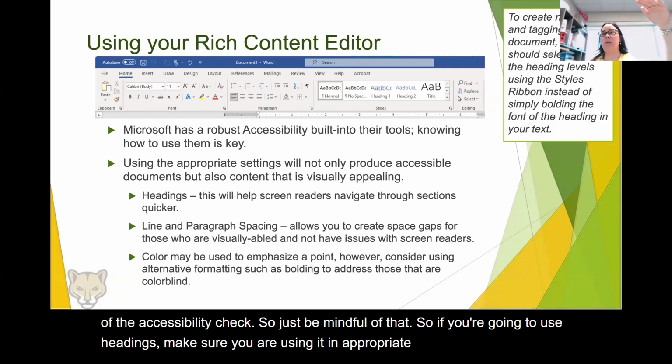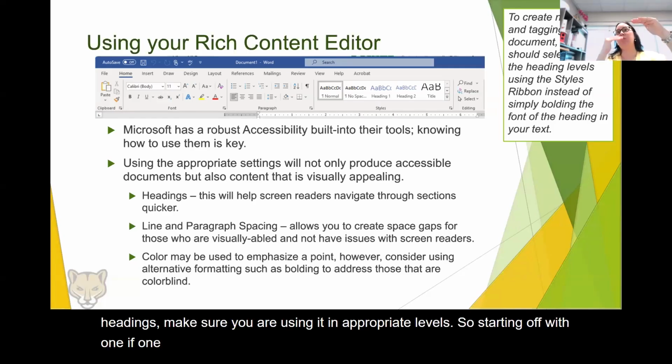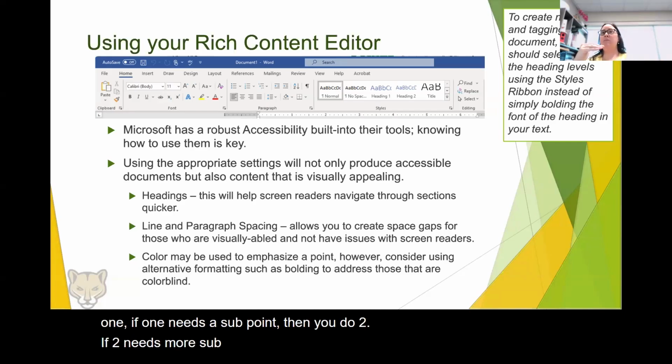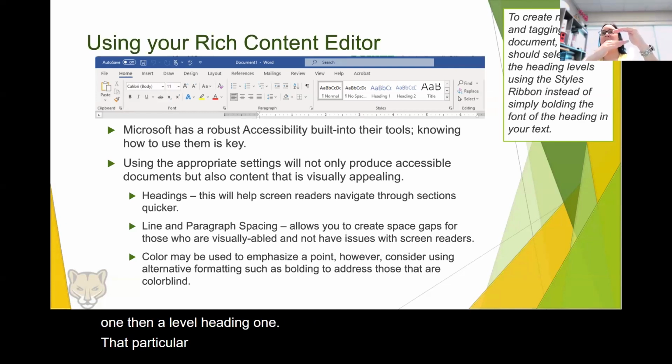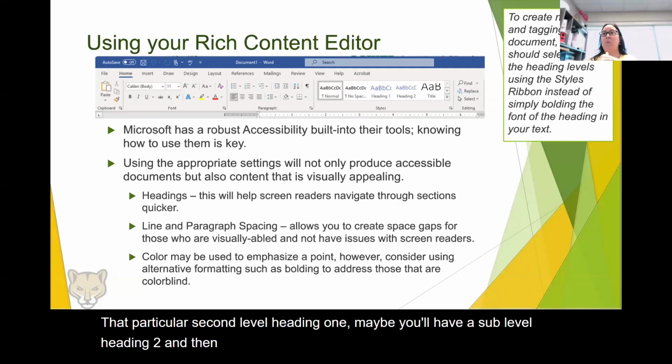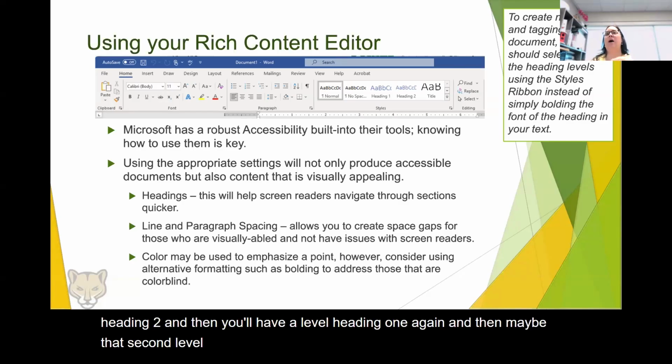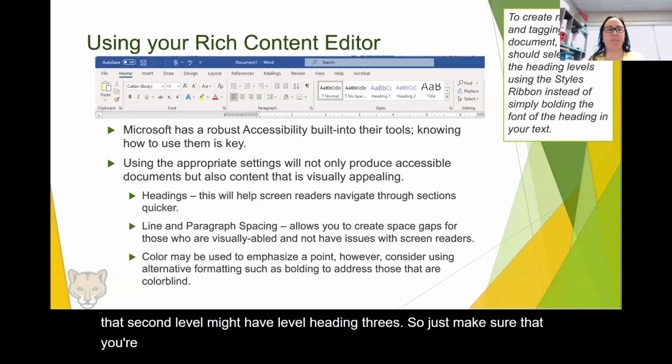Starting off with 1, if 1 needs a subpoint, then you do 2. If 2 needs more subpoints, then you do 3. Or it could be just heading level 1, then a heading level 1. That particular second heading 1 may have a sub-heading 2, and then you'll have a heading 1 again, and then maybe that second one might have heading 3s. So just make sure that you're using them in order.